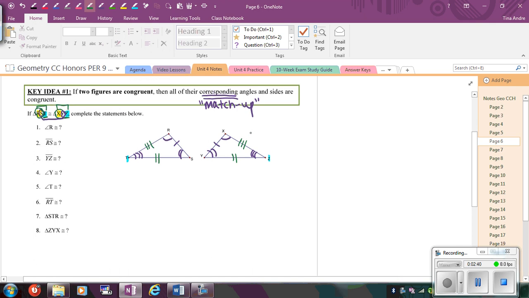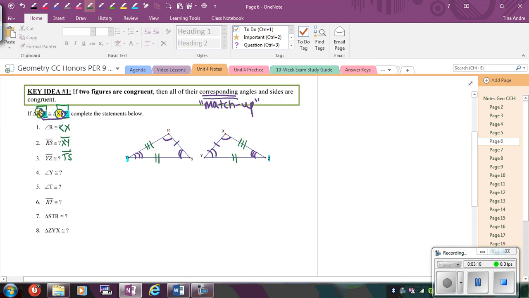Now that I have everything marked, filling in these blanks is easy. You just fill in the appropriate angle based on your marking. If I have angle R, that's going to match up with angle X. I can just look at the picture now that I have it marked. But keep in mind, you could always go back to the original statement too and look at the order. RS is congruent to XY. And YZ is congruent to TS.